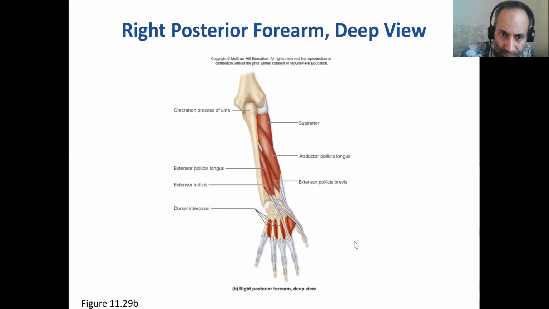Okay, same muscles here, extensor pollicis longus, there, this motion. Extensor indicis, it extends your index finger. Extensor indicis, right? All right, extensor pollicis brevis, again, it extends or raises your thumb upwards. Abductor pollicis longus abducts the thumb, moves it away from the palm, and then the supinator muscle at the top.